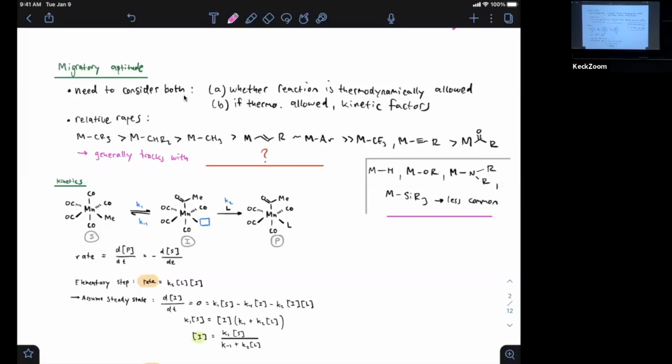So why is that? Let's consider as one representation the metal hydride. Metal-H bonds are stronger than metal carbon bonds. So in this analysis I just presented of ground state destabilization, with the metal hydride you're at the worst possible starting point. So in practice, this ends up being thermodynamically uphill almost all the time. So that's the first tier to consider. Now the second tier is, if it is thermodynamically allowed, then we need to dig into the kinetic factors.